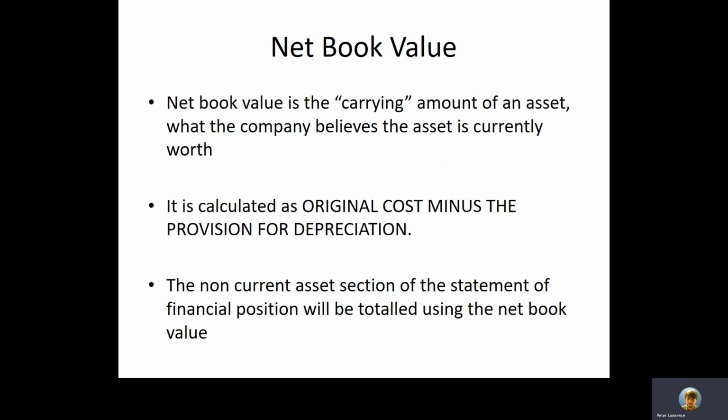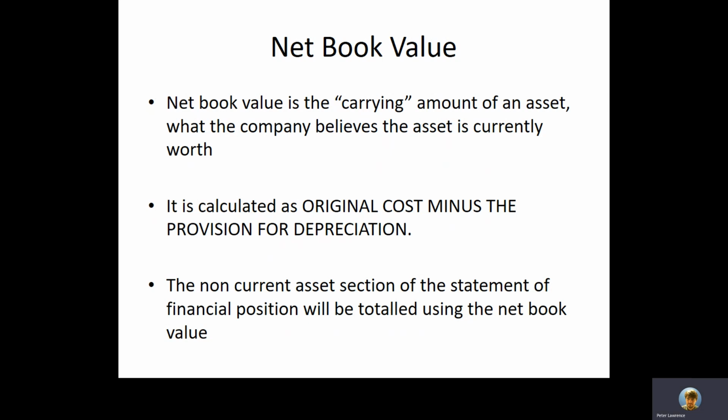Once we've got our provision, we can calculate something called net book value. Now, net book value is the carrying amount of an asset. By carrying amount, what I mean is the current value, what we believe the asset is worth. Now, that's calculated as the original cost of the asset minus the provision for depreciation.